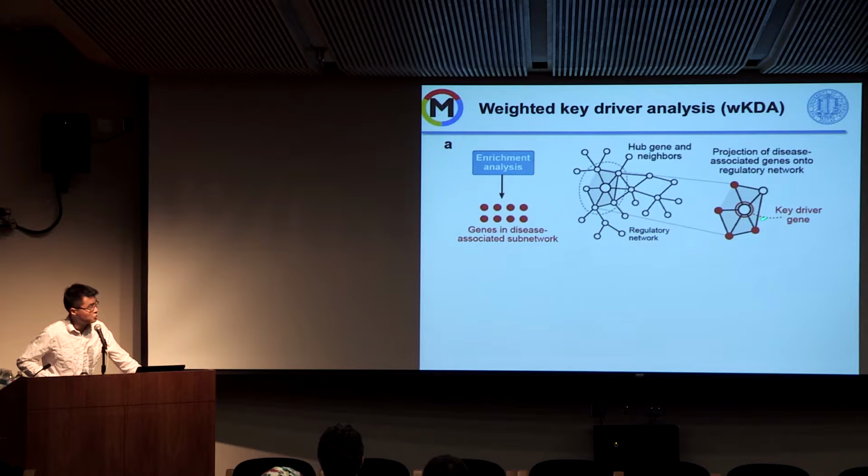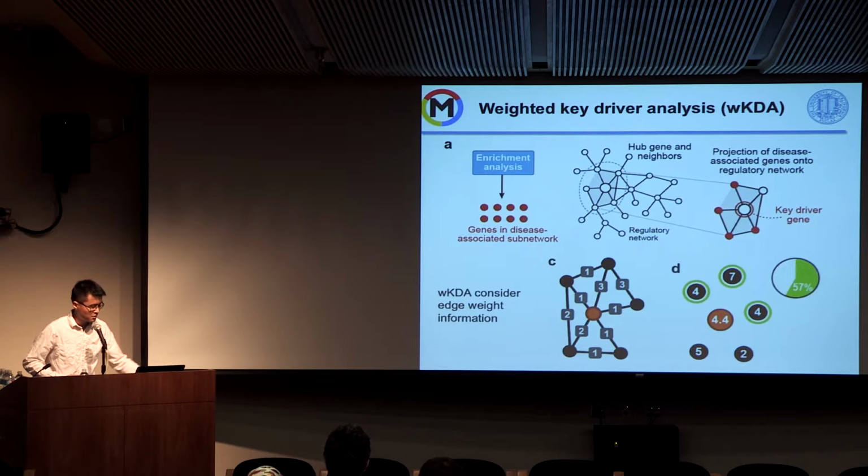What a key driver gene means is that its surrounding or neighboring genes in a regulatory network are significantly enriched for disease-associated genes, the red genes here. What makes our WKDA different from existing key driver analysis tools is that we are able to consider edge weighting information, which was previously not achieved by any other existing tools.